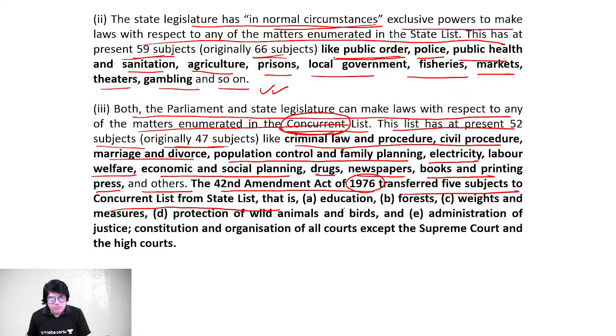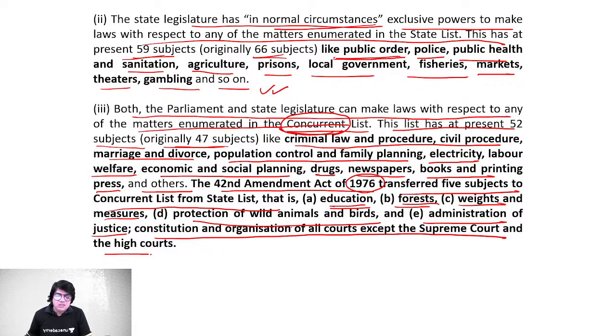Now, this is a remarkable thing to understand, that there was felt a great necessity to bring from the state list to the concurrent list these 5 specific subjects: education, forest, weights and measures, protection of wild animals and birds, and administration of justice. The constitution and organization of all courts except the Supreme Court and the High Court.